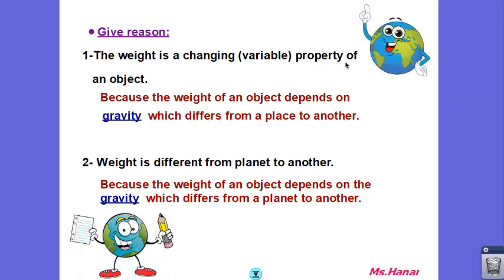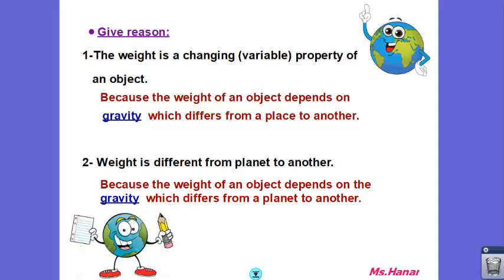Now, the time of give reason. Question 1. The weight is a changing and variable property of an object. Pause this video and think with me. Because the weight of an object depends on gravity, which differs from one place to another. Second question. Weight is different from one planet to another. Of course, the same answer, because the weight of an object depends on gravity, which differs from one place to another.